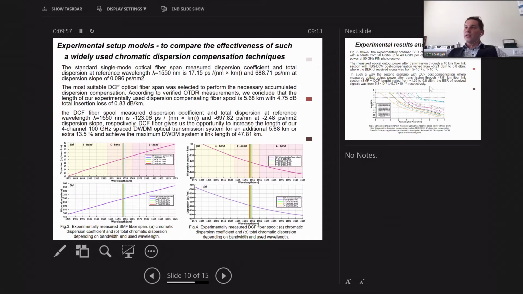And actually, DCF fiber also gives us the opportunity to increase the length of our four-channel transmission system by an additional 5.68 kilometers, or an extra 13.5%, to achieve the maximum length of 47.81 kilometers. And in the graphs, you can see the dispersion coefficients that were measured for each fiber span that we use for this experiment.